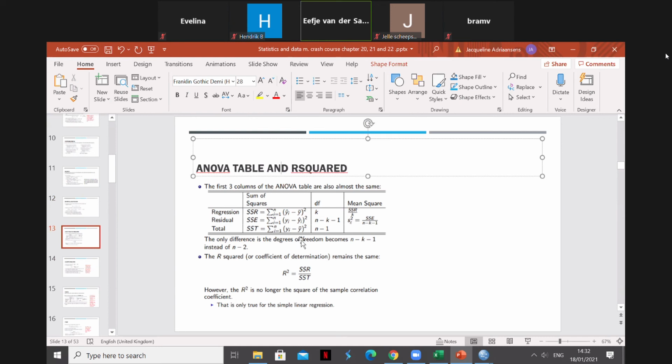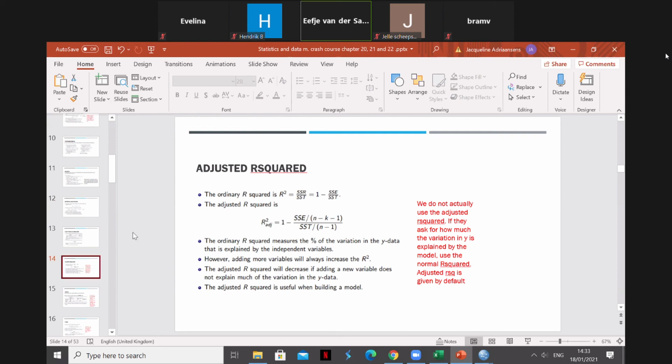I also said that with the simple model, the coefficient of determination, also known as R squared, is the same as the sample correlation coefficient. You never need it, it's just a fun fact. But that's not true for multiple regression. It's only true for simple. So we can't use that anymore, in case you wanted to use it, which you don't.